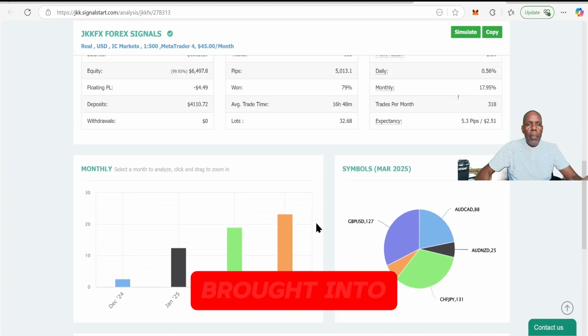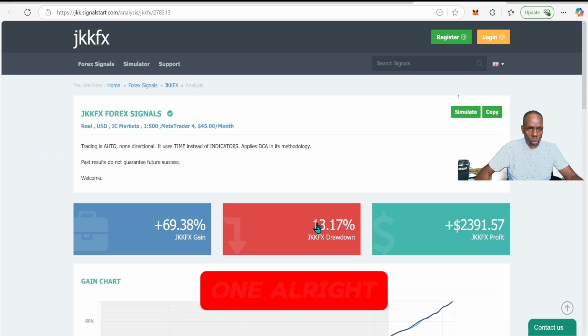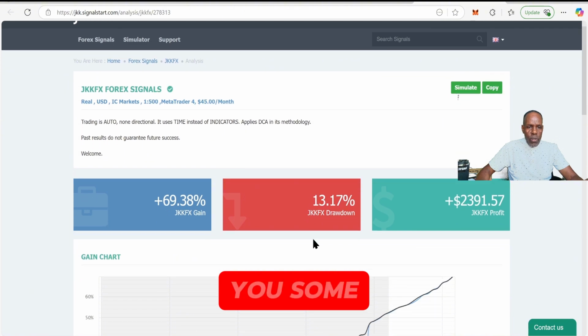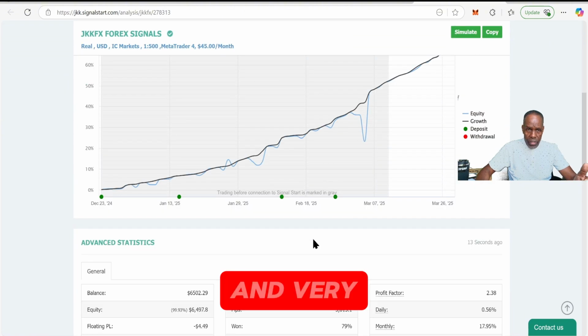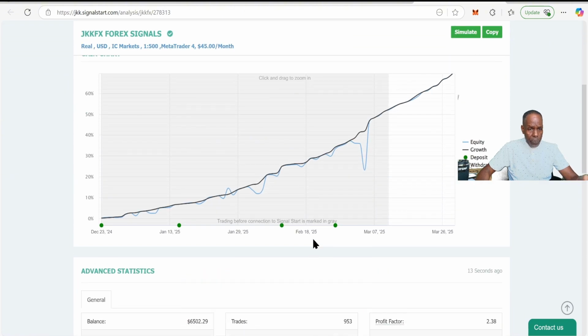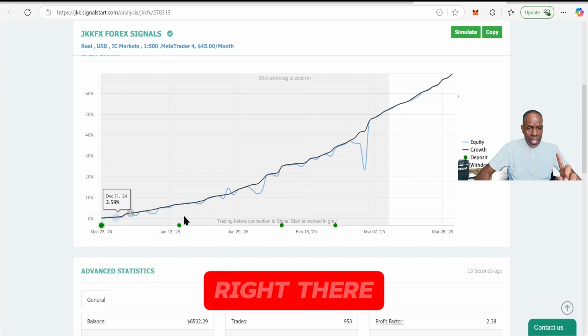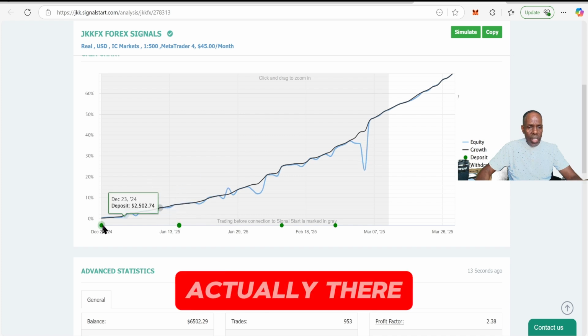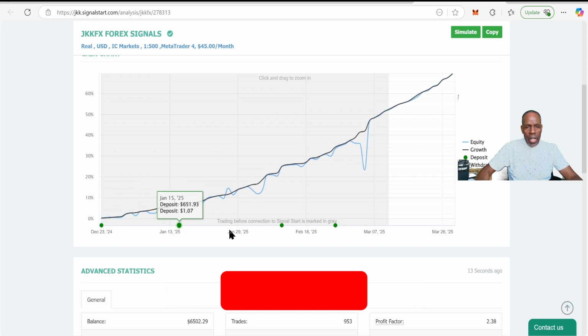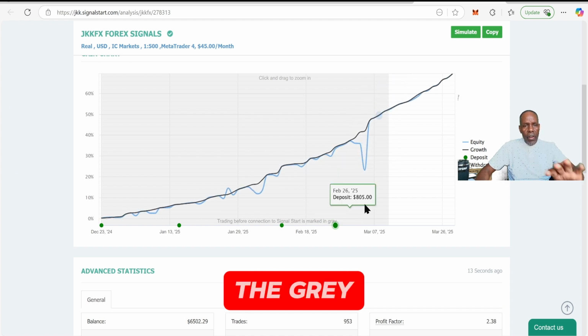So normally when you click the copy button, you will normally be brought into a screen like this one. All right, and it will show you some good numbers here. Very interesting. By the way, you can actually see exactly when I started right there. I made a deposit there, and then I made another deposit here, and then another deposit here.